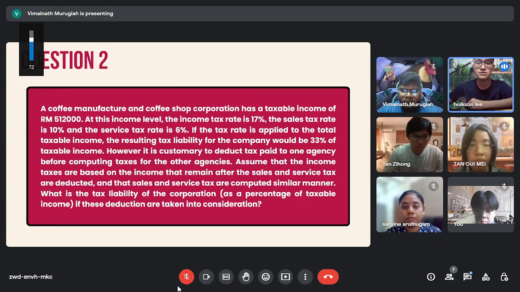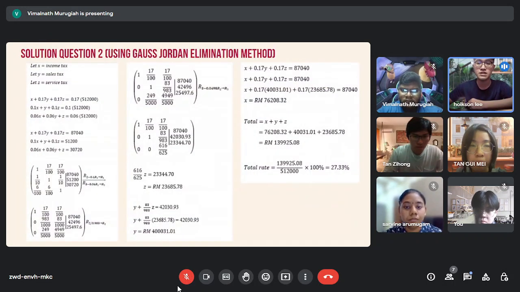So for the solution, we are using the Gauss-Jordan elimination method. We let x equal income tax, y equal sales tax, and z equal service tax. Since they say income tax is based on the income that remains after the sales and service tax are deducted, and sales and service tax are computed in a similar manner.